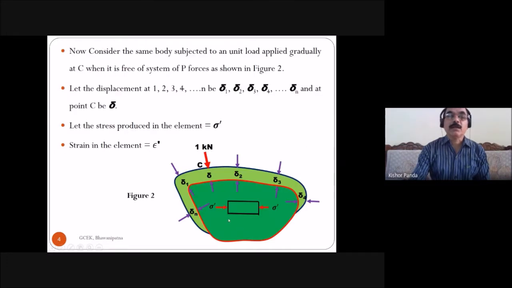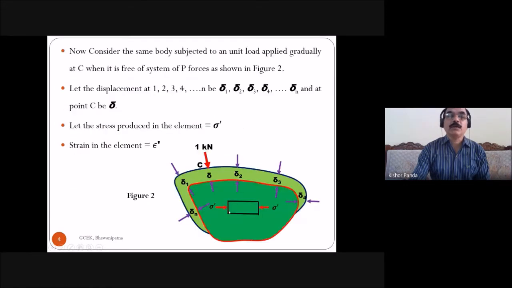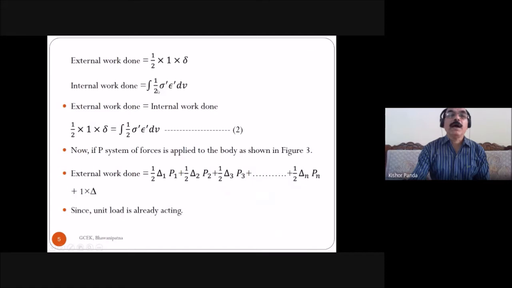What is the internal work done due to the stresses produced in the element due to the unit force of 1 kilonewton? The stress produced in the element is sigma dash, and the strain is epsilon dash. So what is the strain energy stored in the body? That is also called the internal work done. This is equal to the integration of half sigma dash epsilon dash over the change in volume.